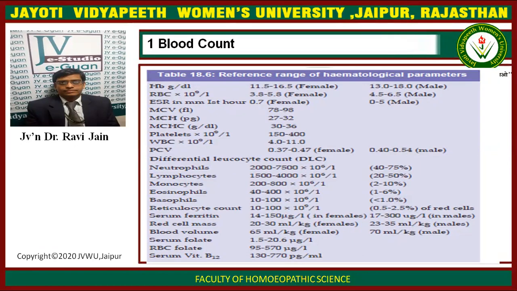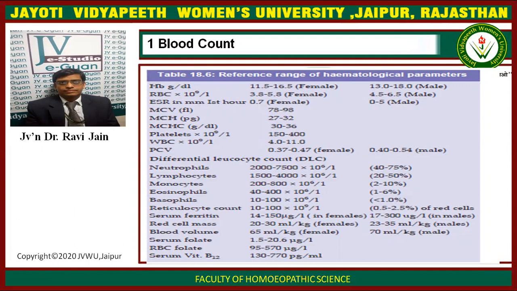The investigations include hemoglobin. The normal hemoglobin range in females is 11.5 to 16.5, whereas in males the normal range is from 13 to 18 mg per dl. You can check the RBC level. The RBC is 3.8 to 5.8 into 10 raised to power 9 per liter in females, and the normal range is 4.5 to 6.5 into 10 raised to power 9 per liter in males. Check for the level of ESR in mm for the first hour. It is 0 to 7 in females.